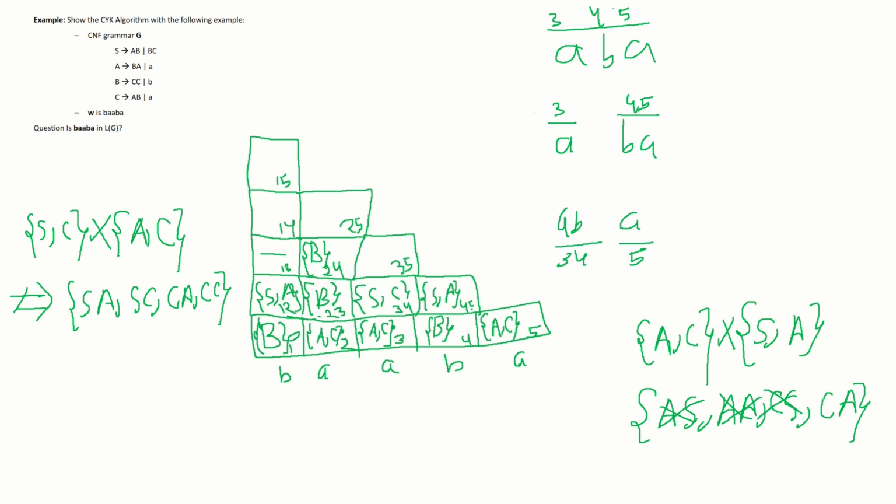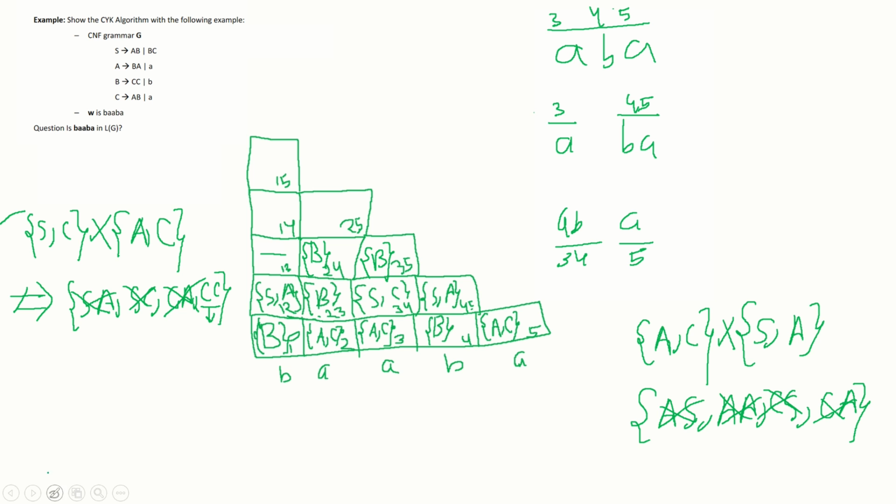CA, we don't have it, so crossed out. Now do we have SA? No, we don't have any SA nor SC nor CA, but we do have the production CC where we can generate CC from B. So this means the 3, 5 can be filled with B.